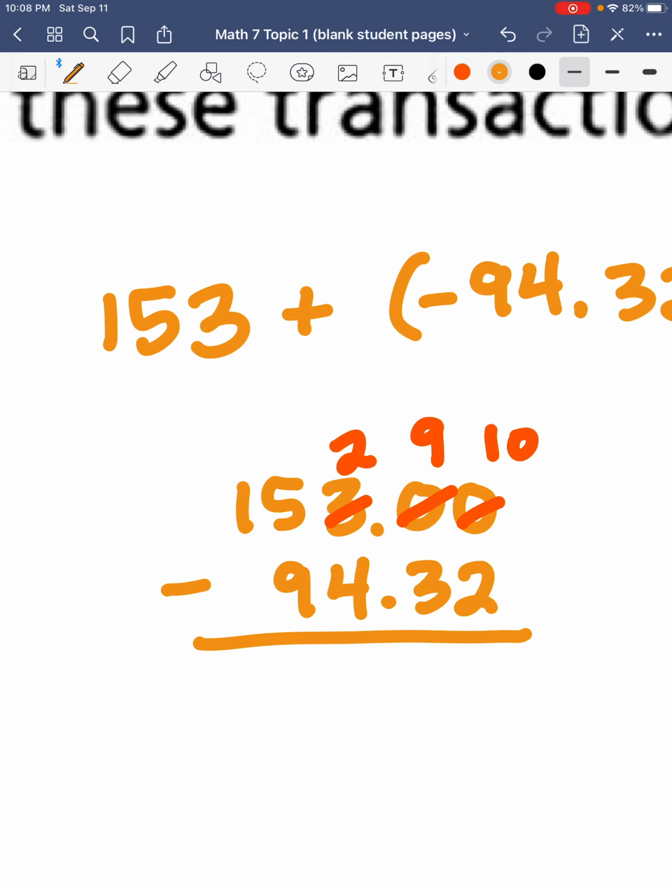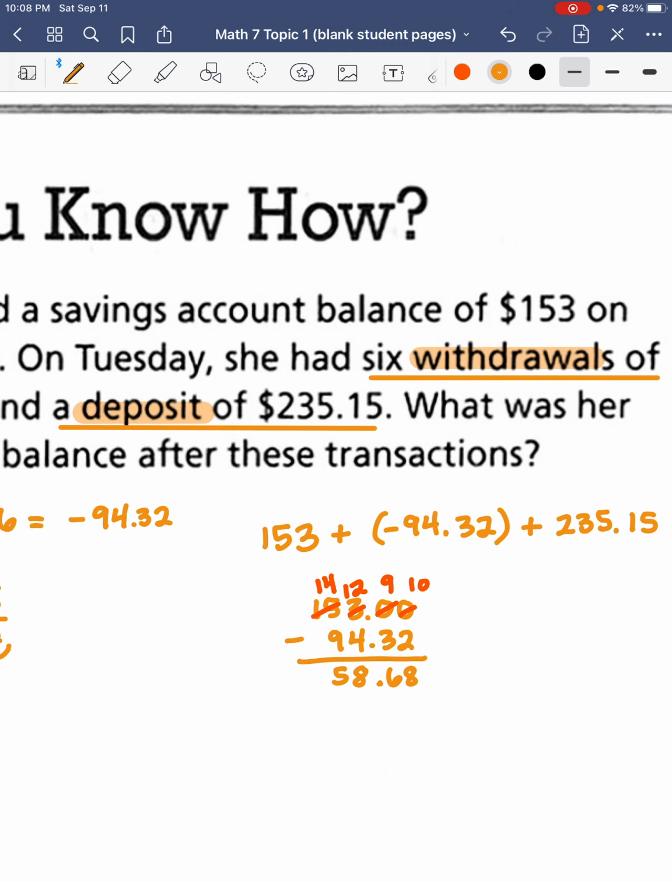10 minus 2 is 8. 9 minus 3 is 6. Bring down your decimal. 2 minus 4 doesn't work. So this 15 becomes a 14, and that 2 becomes a 12. 12 minus 4 is 8. And then 14 minus 9 is going to be 5. So 58.68 is what was left in her account after she took the money out.